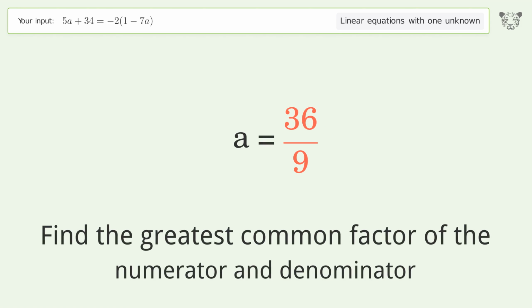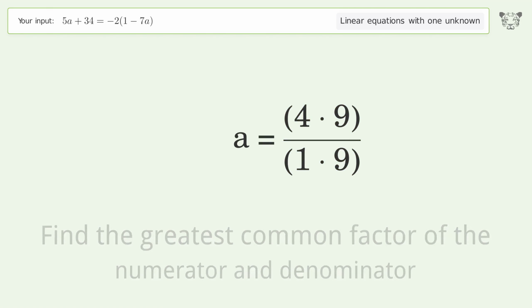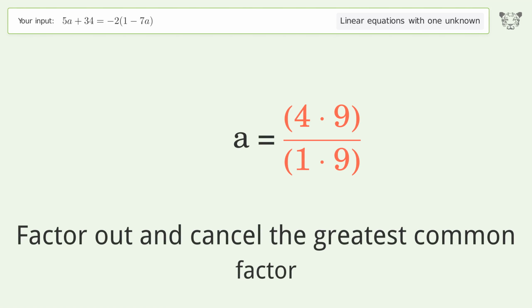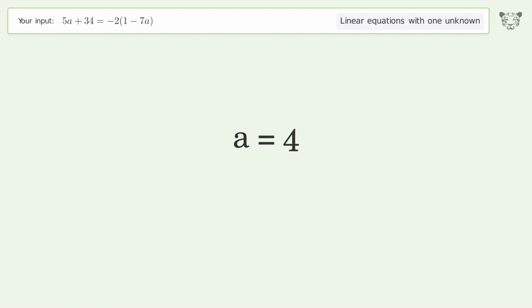Find the greatest common factor of the numerator and denominator. Factor out and cancel the greatest common factor. And so the final result is a equals 4.